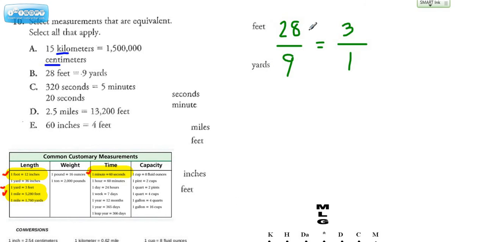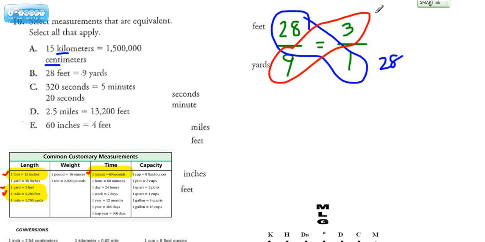Let's check to see if the cross products match. This cross product is 28. This cross product is 27. It doesn't match, so they're not equivalent. So we're not going to pick that one. So that's a no. All right, let's look at the next one.